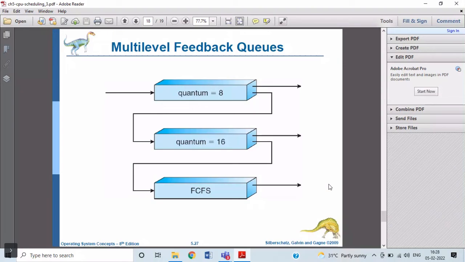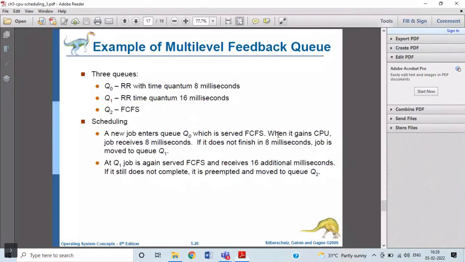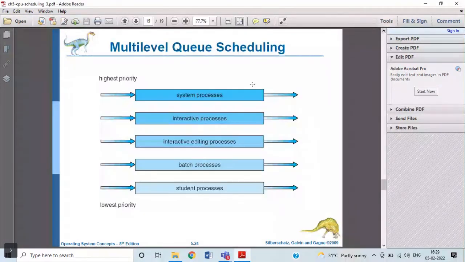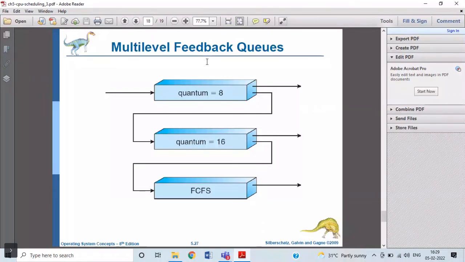Then what is the main difference between multi-level queue and multi-level feedback queue? The main difference is that in the multi-level queue we can't change the priority, but in the multi-level feedback queue we can change the priority. That's the main difference between the multi-level queue and multi-level feedback queue algorithms.